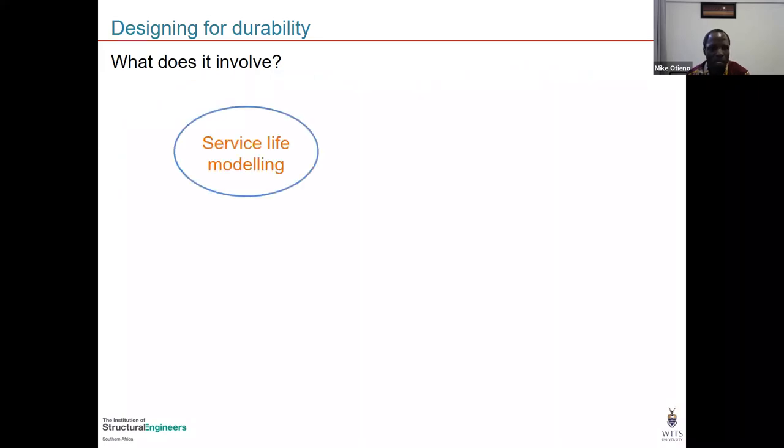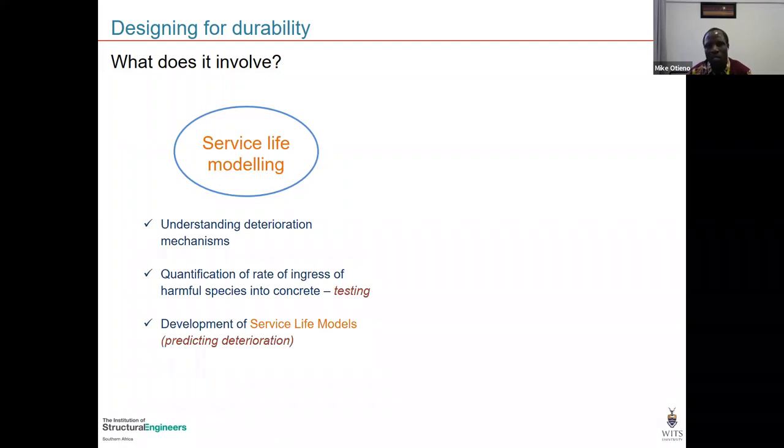The first aspect involves service life modeling. And when you talk about service life modeling, we are talking about understanding the deterioration mechanisms. Remember when we started this talk, I mentioned that lack of understanding of deterioration mechanisms is one of the reasons why we have a lot of structures that are deteriorating. So a good understanding of these deterioration mechanisms is quite important.